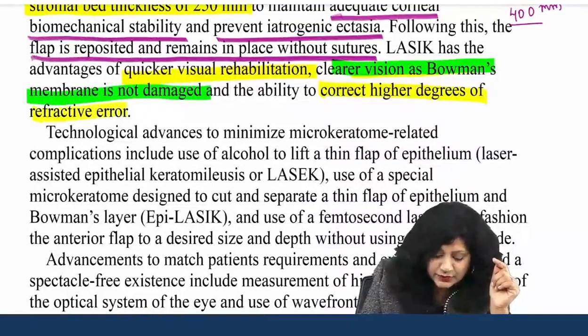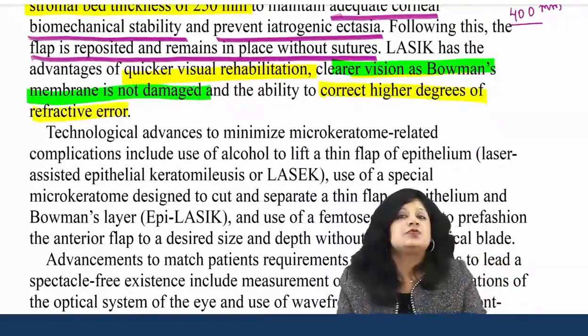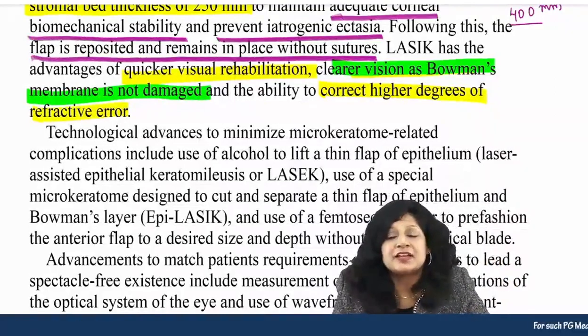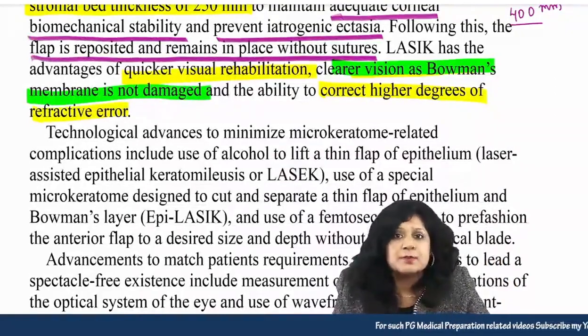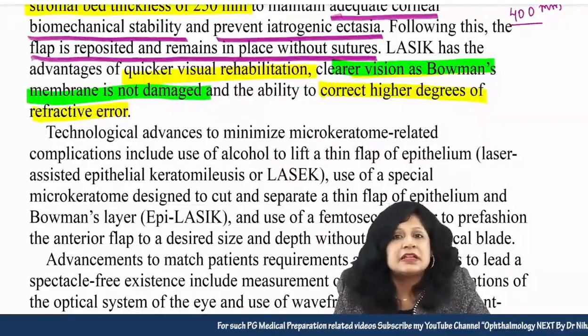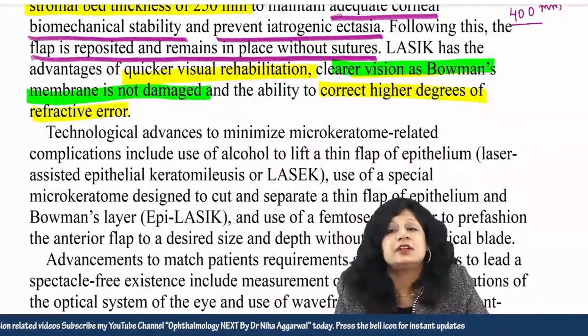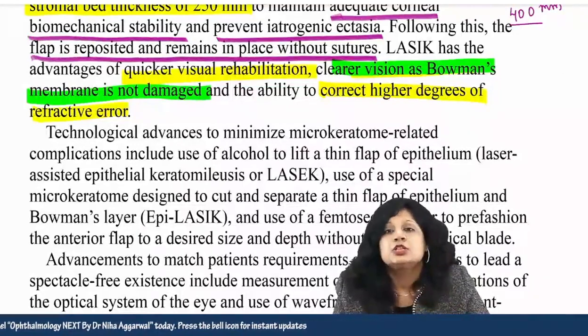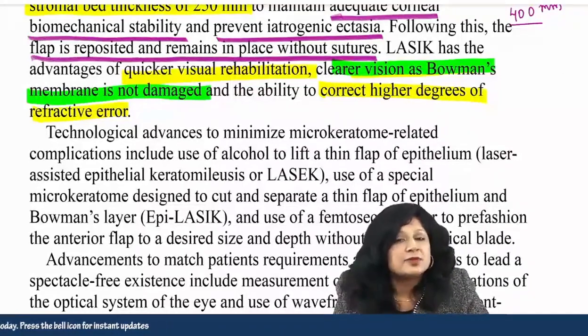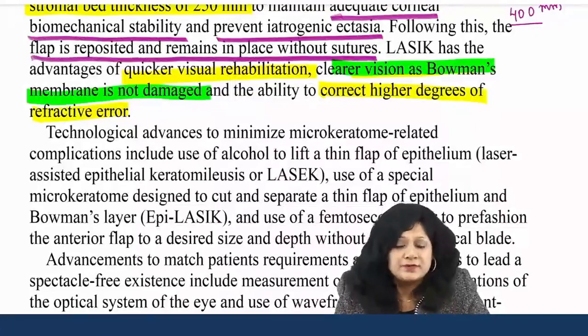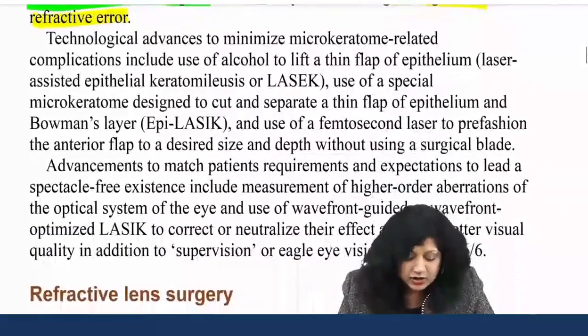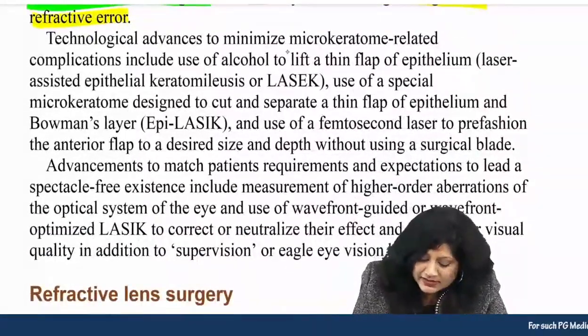Now here they are using this knowledge that you should have, the layers of the cornea. Bowman's layer or Bowman's membrane is a layer which is responsible for the opacification, because it does not regenerate, it is acellular. Because it is not causing any damage to the Bowman's membrane, that is why we are having sharper vision here. Technological advances to minimize the microkeratome related complications.